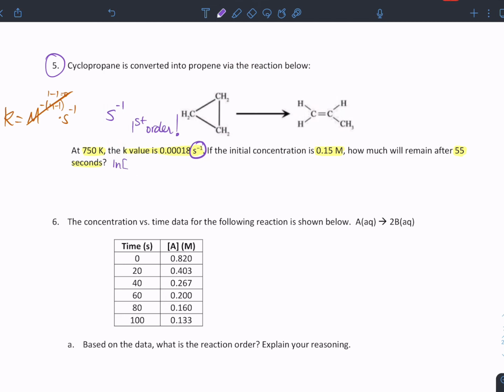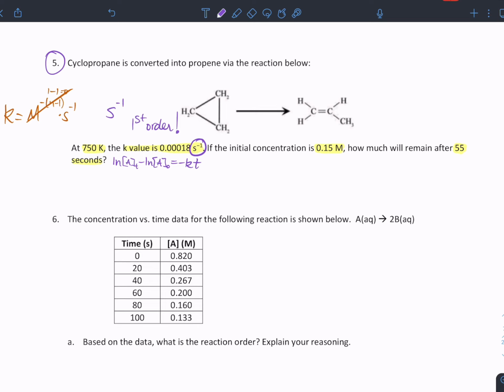Okay, we can use ln of A t minus ln of A initial equals negative kT. That's our integrated rate law for first order off of our equation sheet. Now, I like to do all of my algebra first. So if I am solving for my concentration, I want to go ahead and add that ln of our initial concentration to the other side.